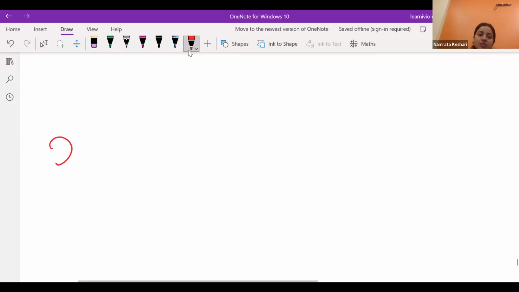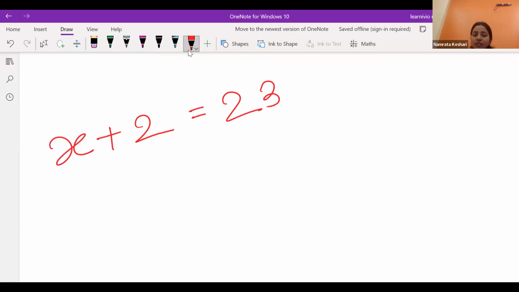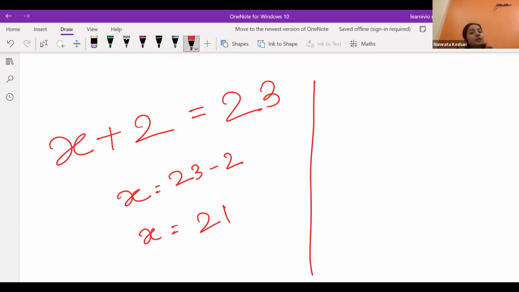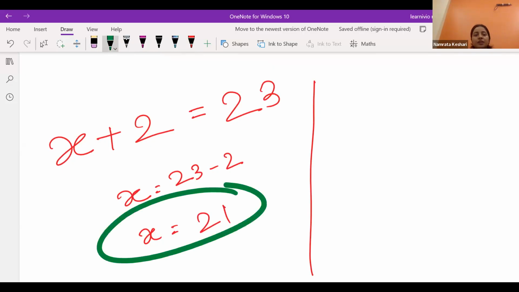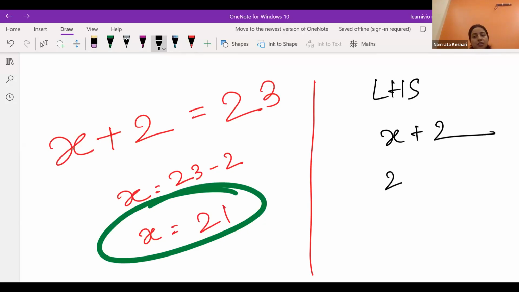Okay, let's try with a few more questions. Suppose you have x plus 2 equals 23. Let's try solving it first. So x will be very easy. 23 minus 2, x will be 21. Now I'm giving you another point of view in this class, that whatever x value you have found, if we drop it in the left hand side at the place of x, that is 21 plus 2, we will get the RHS, right?